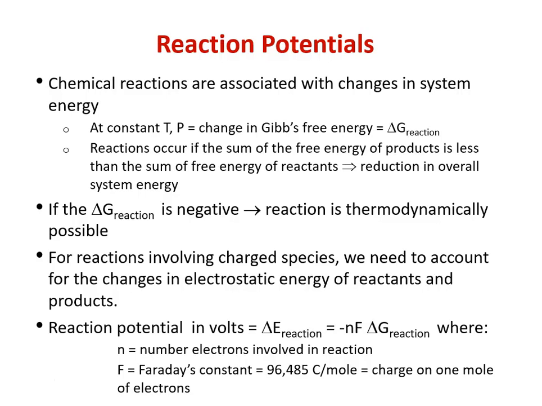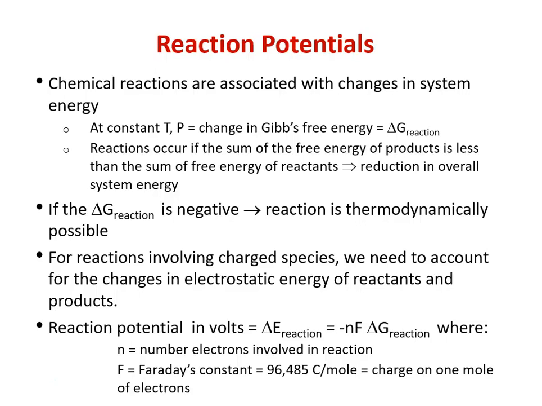So if our delta G of reaction is negative, the reaction is thermodynamically possible and could happen if it's not kinetically limited. If you have charged species, we need to account for the fact that we've got changes in electrostatic energy of the reactants and products. So we have two things going on there. We have the free energy change of just the rearrangement of the chemical bonds, and then we have the rearrangement of uniquely charged species like ions and free electrons that need to be taken into account.